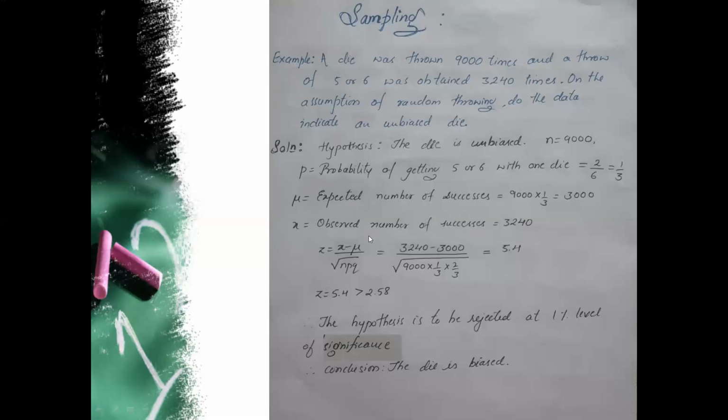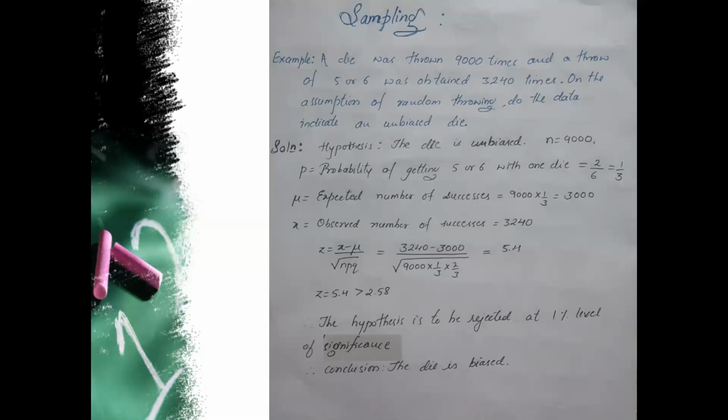And we'll write the value of z here. Z is x minus mu divided by under root npq. Mu is nothing but np here. So x, that is 3,240, the observed number of successes, minus mu, that is np, equal to 3,000, divided by under root n, 9,000, p is 1 by 3. If p is 1 by 3, q becomes 1 minus 1 by 3, that is 2 by 3. Simplify this, the value we obtain is 5.4.